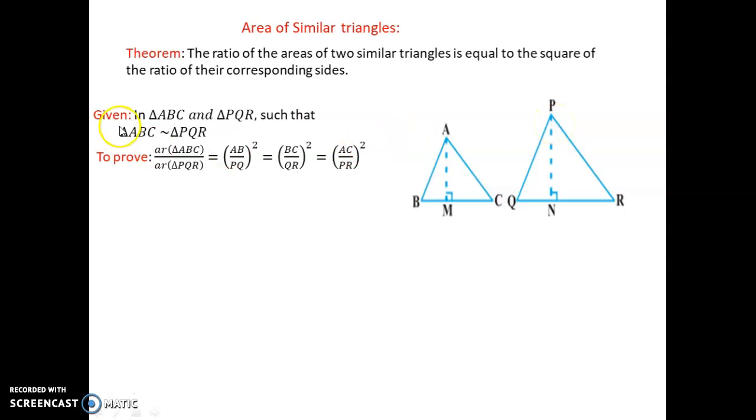We are given that ABC and PQR are two similar triangles, and we need to prove that the area of triangle ABC by the area of triangle PQR is (AB by PQ) whole square, which is equal to (BC by QR) whole square, which is equal to (AC by PR) whole square. Okay, now we need to prove these ratios are equal.